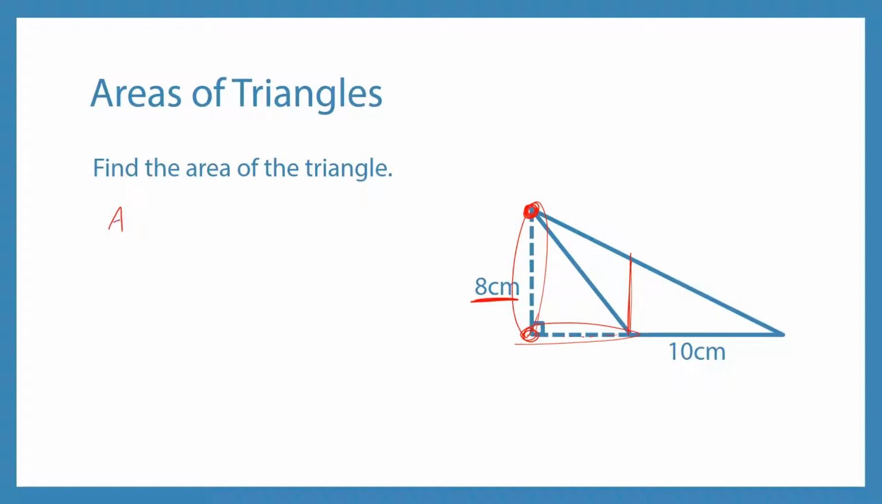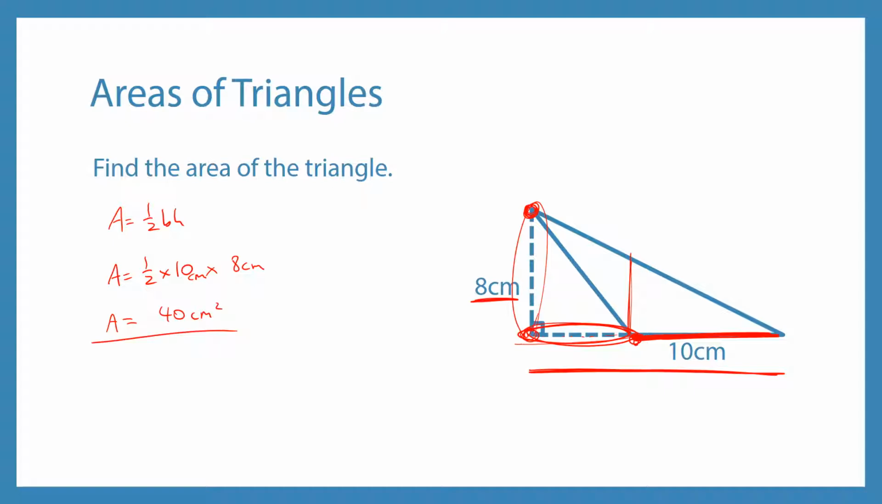So we get area equals half base times height. So area is half, our base is 10. So note, the base is this distance here, not the distance the whole way. So it doesn't include this constructed bit here. So we have half of 10 times the perpendicular height, which is 8 centimeters. Then we just find our answer, which is going to be 40 centimeters squared, 40 square centimeters.